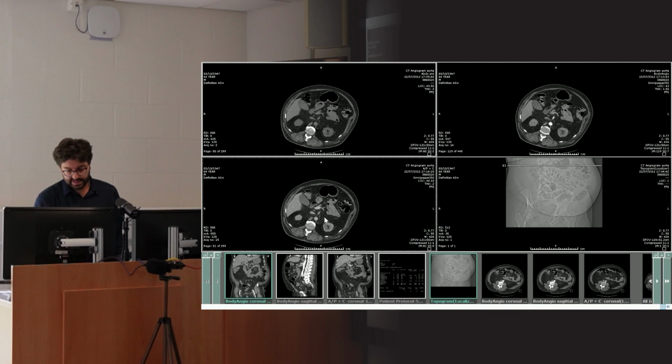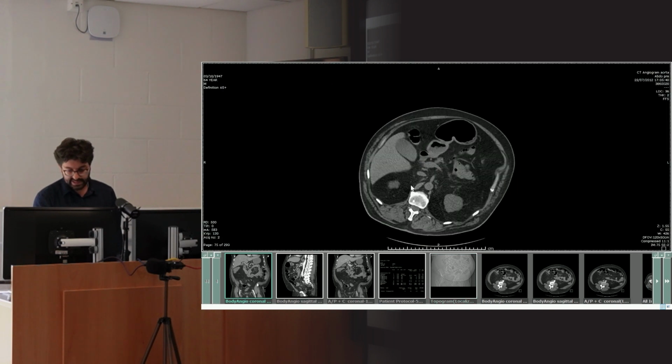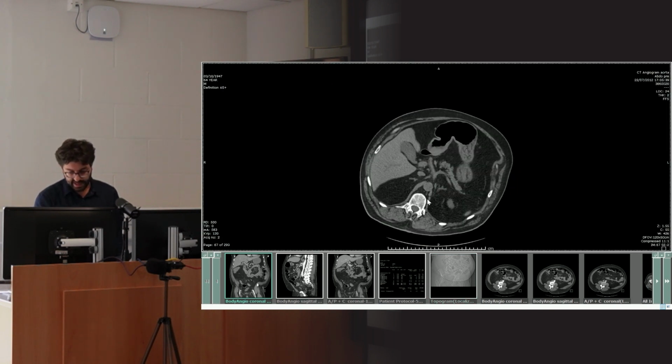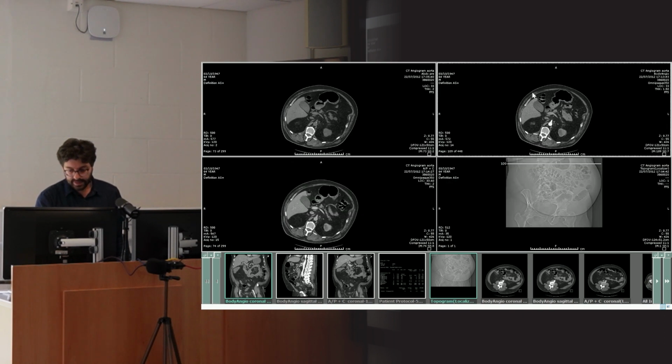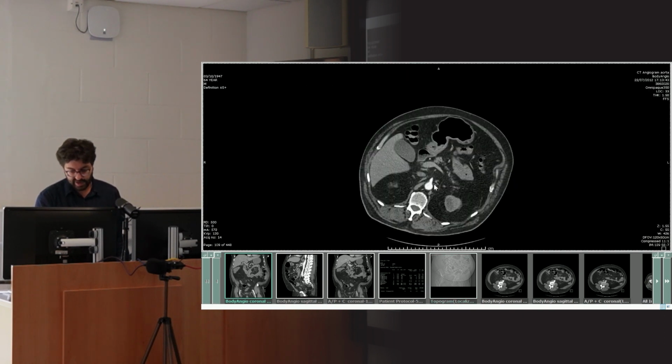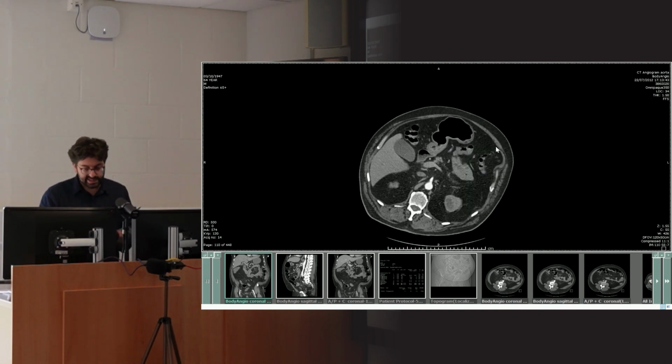So here, this is a nice scan because we've actually got what we would call a sort of triple phase study. So this is unenhanced. There's no contrast here. You can see the aorta is sort of gray, almost like soft tissue. This, you can see the aorta is now bright. And that's because there's lots of contrast in the aorta. This is what we call an arterial phase. So the next concept to understand is the concept of contrast phases.